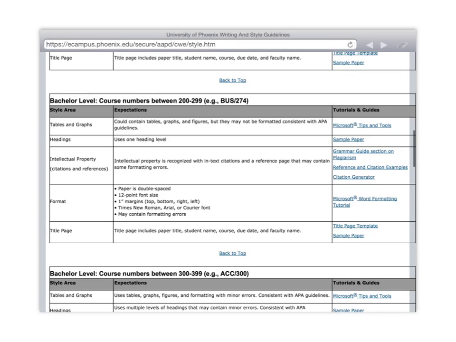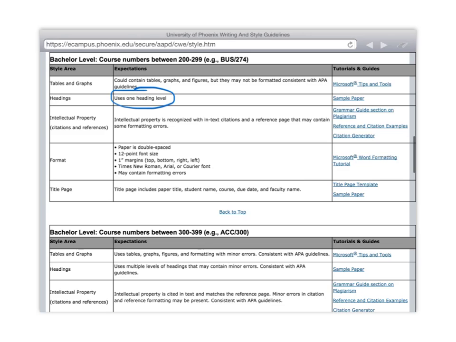And then we see that we need to use in all of our papers one level of heading, okay? I don't know how many students, when I mark off because you didn't use headings, come back and say the university doesn't have any rule that says I have to use headings. It's right here in the writing guidelines. So bear that in mind.